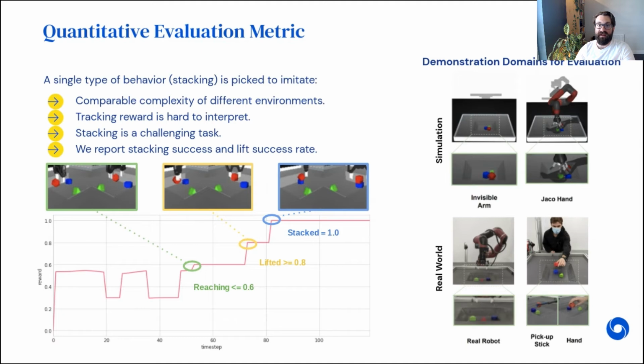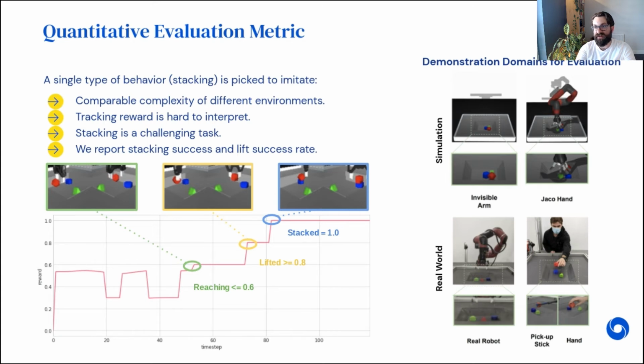So our stacking reward in simulation can serve as an evaluation metric that tells us when an imitation has reached an object, has lifted an object, and has stacked an object on top of another one. And that way, we can quantitatively understand, summarize rather, an imitation attempt without having to look at the video of imitation. And that's pretty important for the kind of evaluations that we have done.